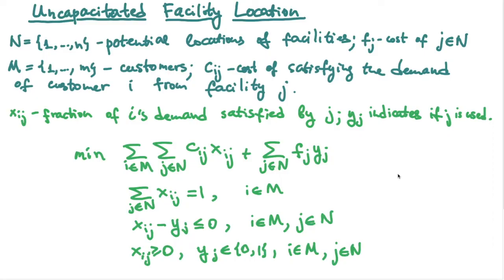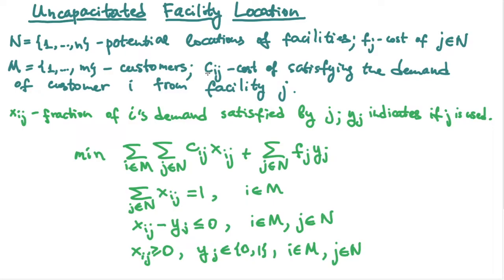Okay, let's recall what the uncapacitated facility location problem is about. In this problem we have a set of n potential locations for facilities that must serve m different customers. The cost of opening a facility at location j is given by f_j, so you have the fixed charge once the location is open, and c_ij represents the cost of satisfying the demand of customer i from facility j. So we don't specify the demand values for the customers.